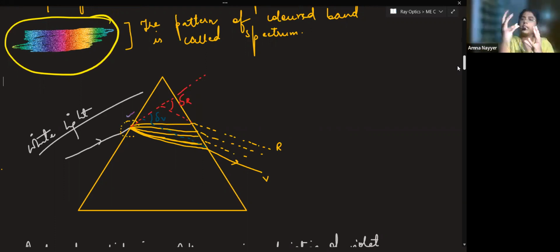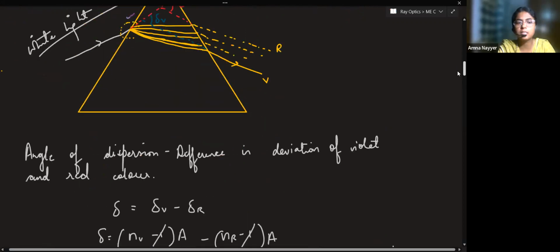Now, if you keep an inverted prism, this is a prism that is kept. If you invert a prism, you can obtain white light back. That is Newton's experiment that was done by him. So no need to go into the details, but just remember dispersion through a prism occurs.